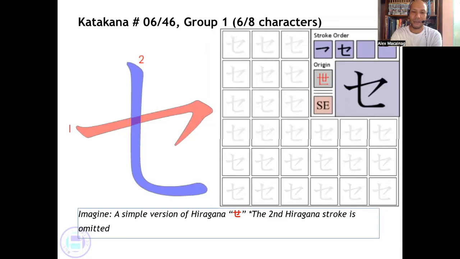So in hiragana se, we have the dagger and the axe. However, this is the simpler version. We omit the second hiragana stroke. Okay? So you can pause the video for your writing practice. Okay, let's go to the next character.